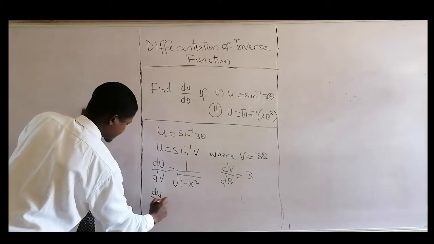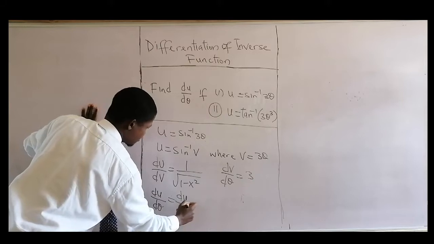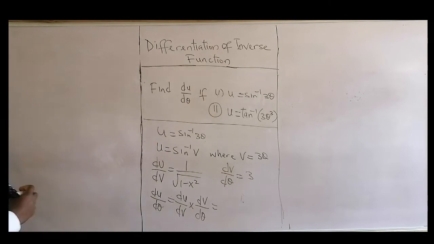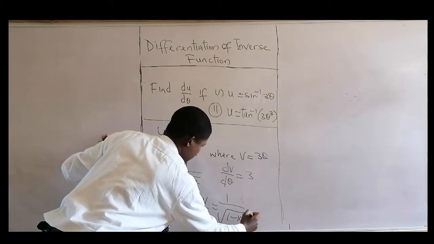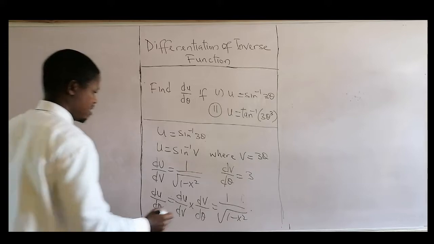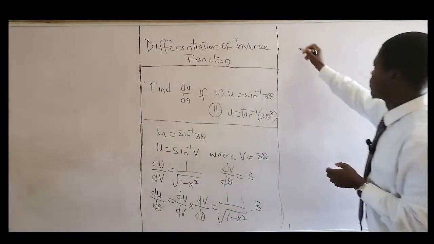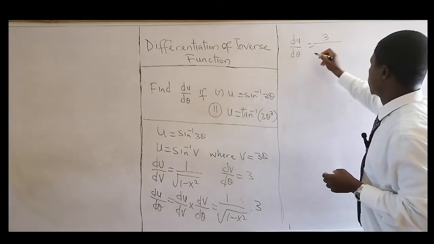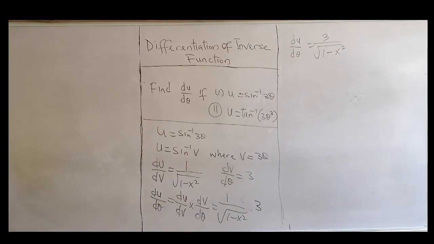So the du/d theta is equal to du/dv times dv/d theta. Okay. And my du/dv is this, 1 over square root of 1 minus v squared, times 3. Okay. So my du/d theta is 3 over square root of 1 minus v squared.